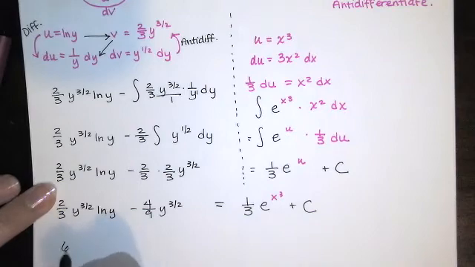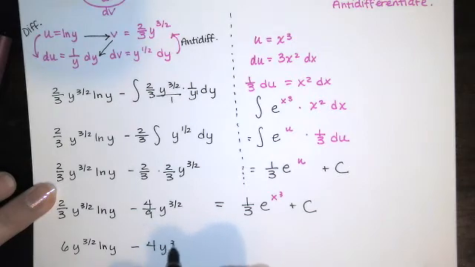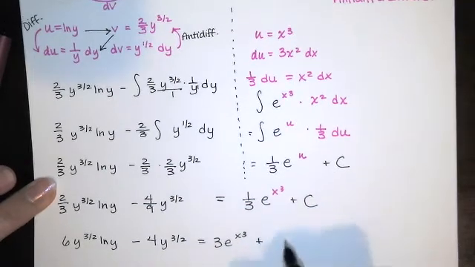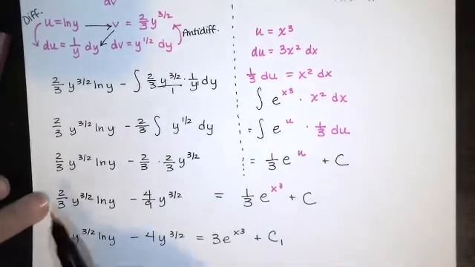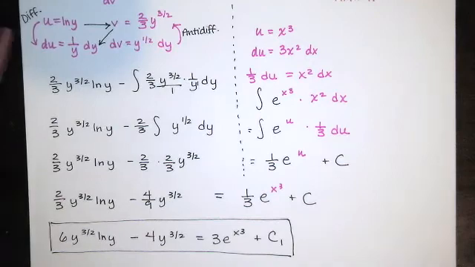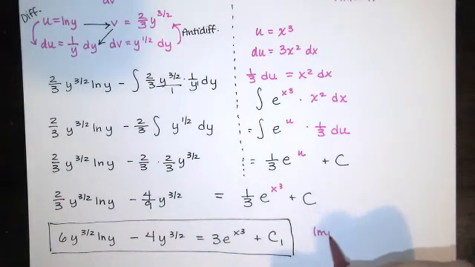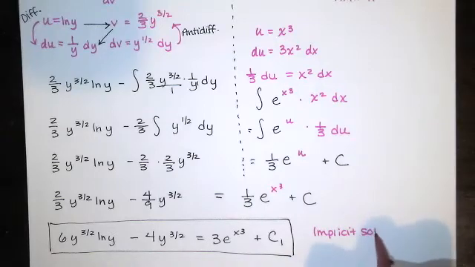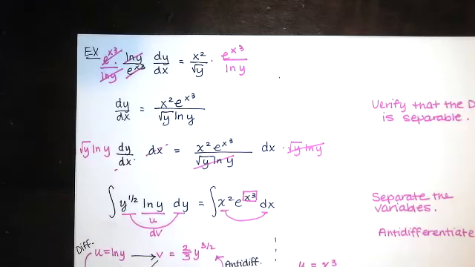If I multiply by 9, I'll get 6 times y to the 3 halves, natural log of y, minus 4 y to the 3 halves equals 3 e to the x cubed plus 9 times c, which is just a different c. I'll just call that c1. And that is my implicit solution. I'm not going to verify it in this video, but if I differentiate this implicitly with respect to x, I treat y as a function of x and I take the derivative, I should be able to get back to this if I've done everything right.